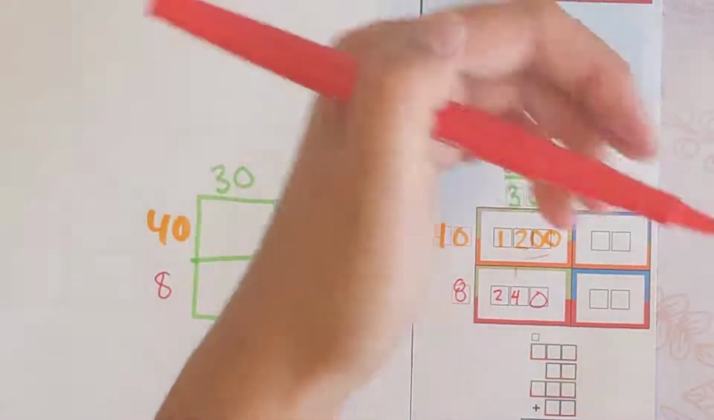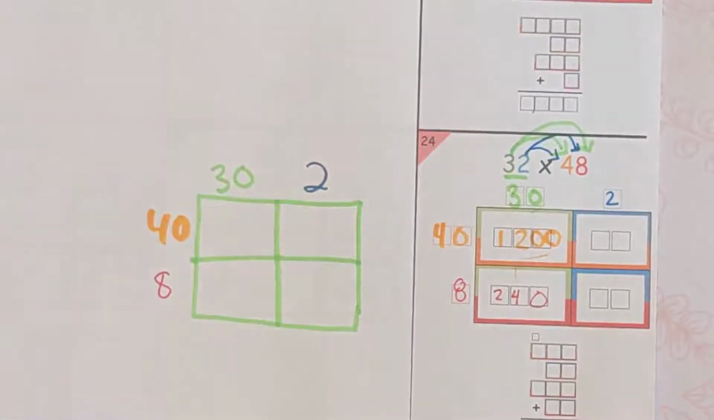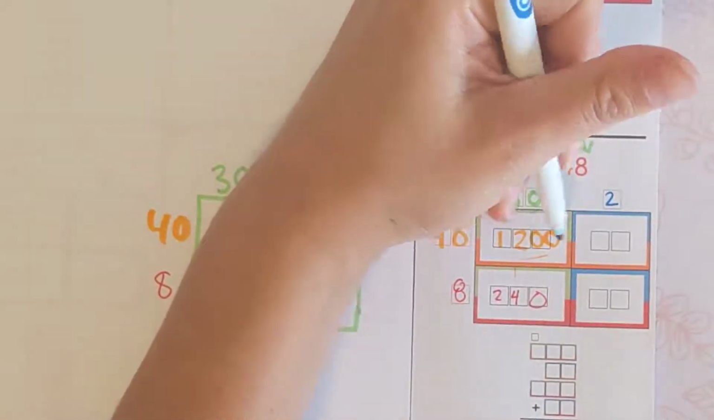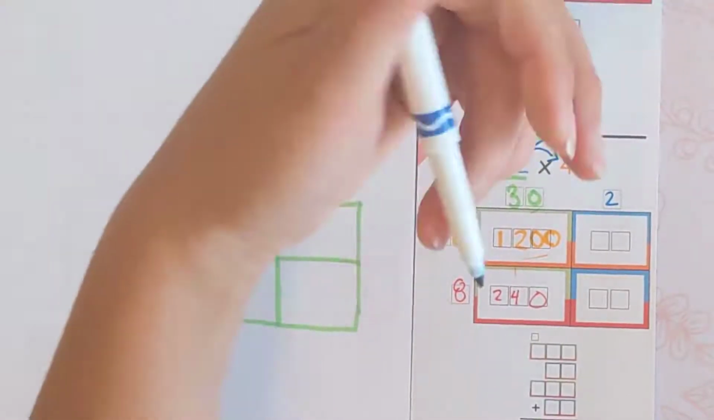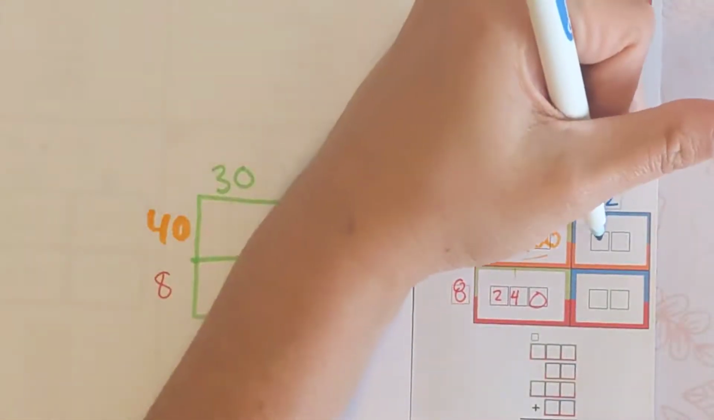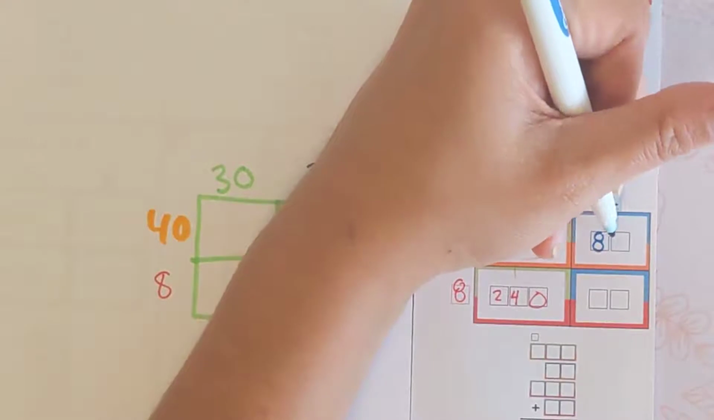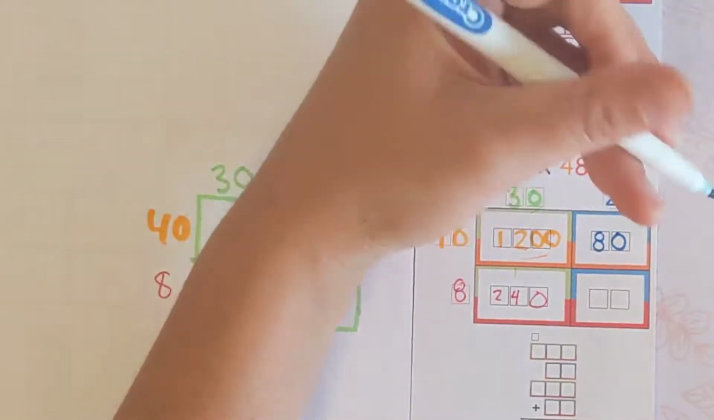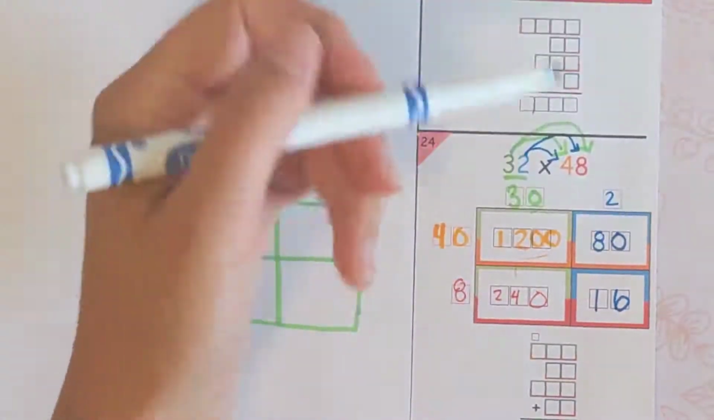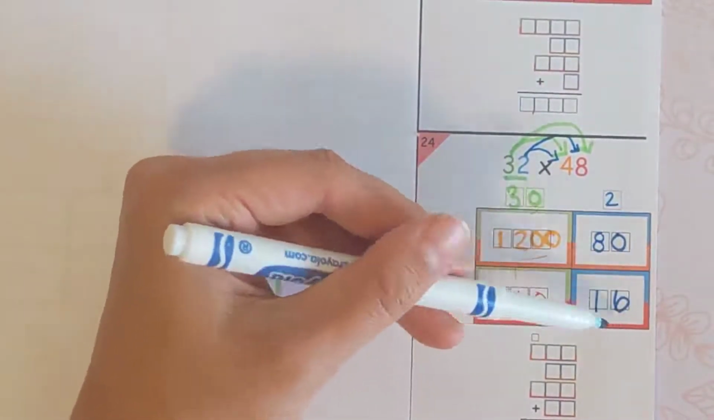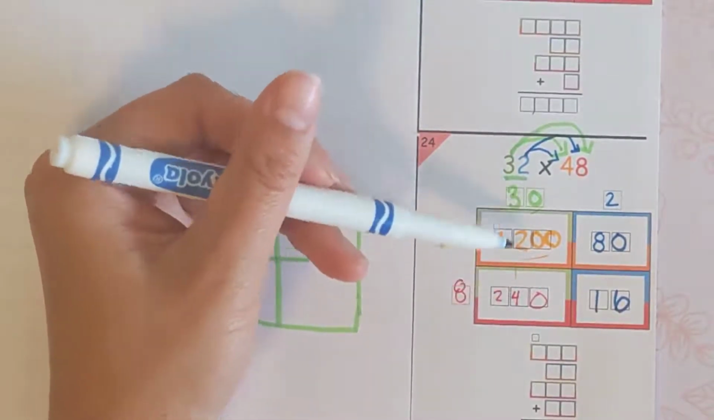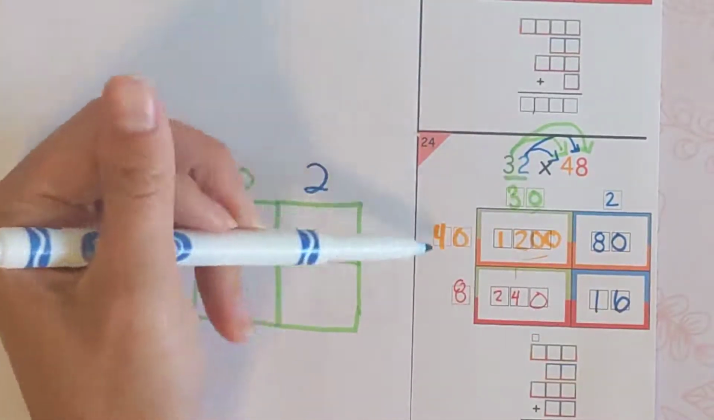And now we're just going to come over here and do the 2. To do this one, we're going to do 2 times 40. So 2 times 4, and then just stick a 0 on the end. 2 times 4 is 8, plus the 0 is 80. And then we'll come down and do 2 times 8, which is 16. So in this column, we did 2 times 48: 2 times 40, 2 times 8. In this column, we did 30 times 48. Total, we did 32 times 48.